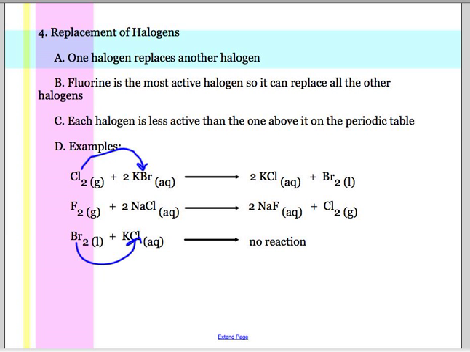So when you're on the test or when you're doing your practice problems, you need to check these to make sure: can this happen, can this not happen, and actually see what it is. If it can happen, you need to balance it and everything. If it can't happen, you need to write no reaction.